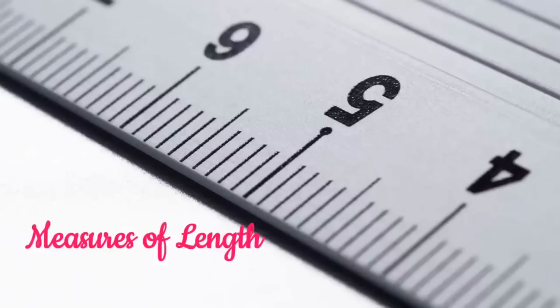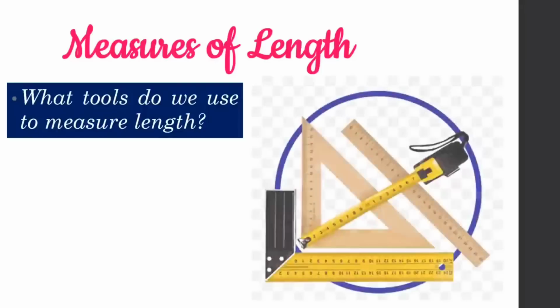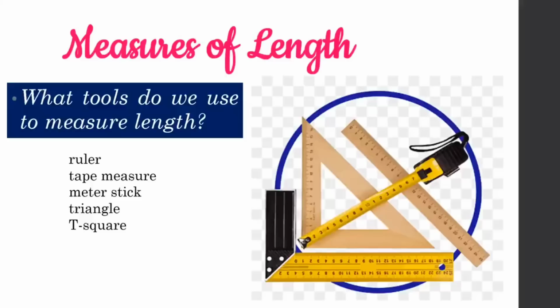Let us start with the measures of length. What are the tools that we use to measure length? Can you identify some? That's correct. So here are some of the objects that we use to measure length. And we can list ruler, tape measure, meter stick, triangle, and T-square, and other tools.